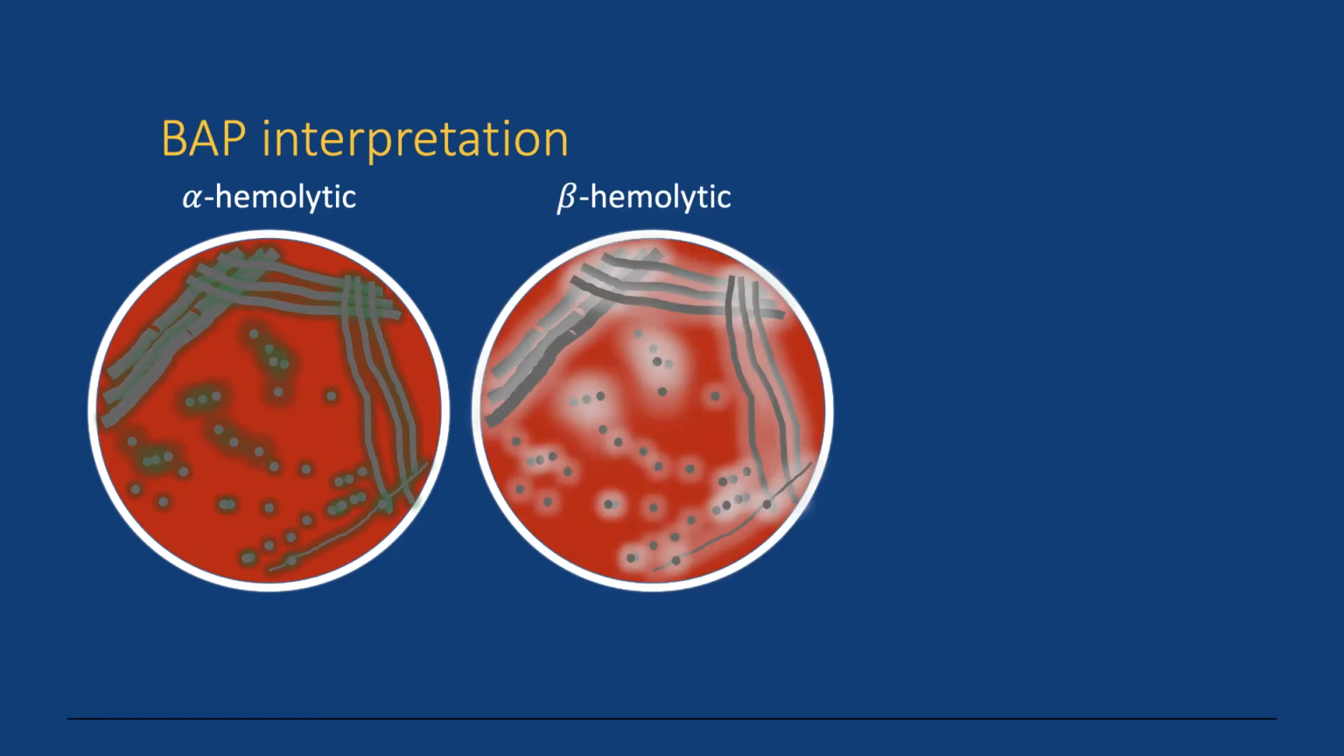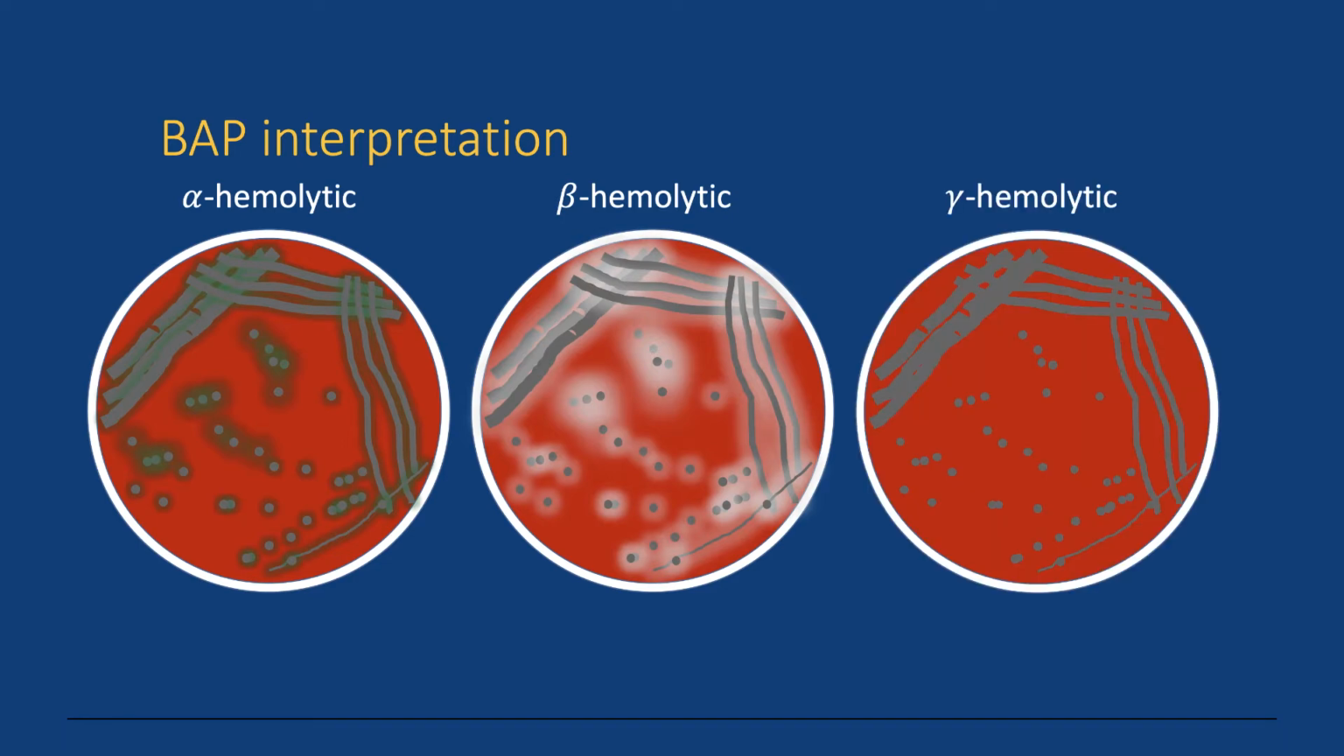Other bacteria have enzymes to break down hemoglobin completely. In this case, the medium around the colonies on the BAP will lose its red color and clear up completely. These bacteria are called beta hemolytic. And lastly, gamma hemolytic bacteria do not have any of those enzymes and cannot break down hemoglobin at all. The red color of the medium will not change color.